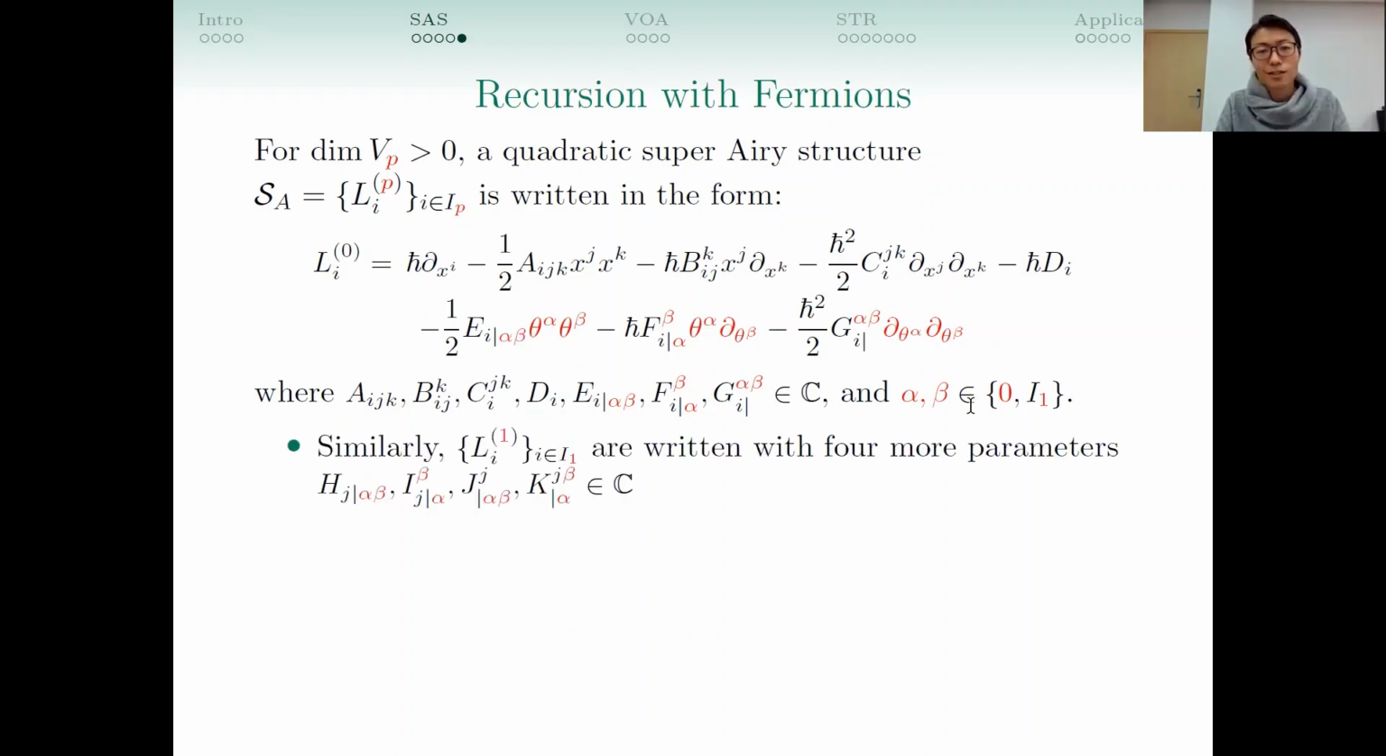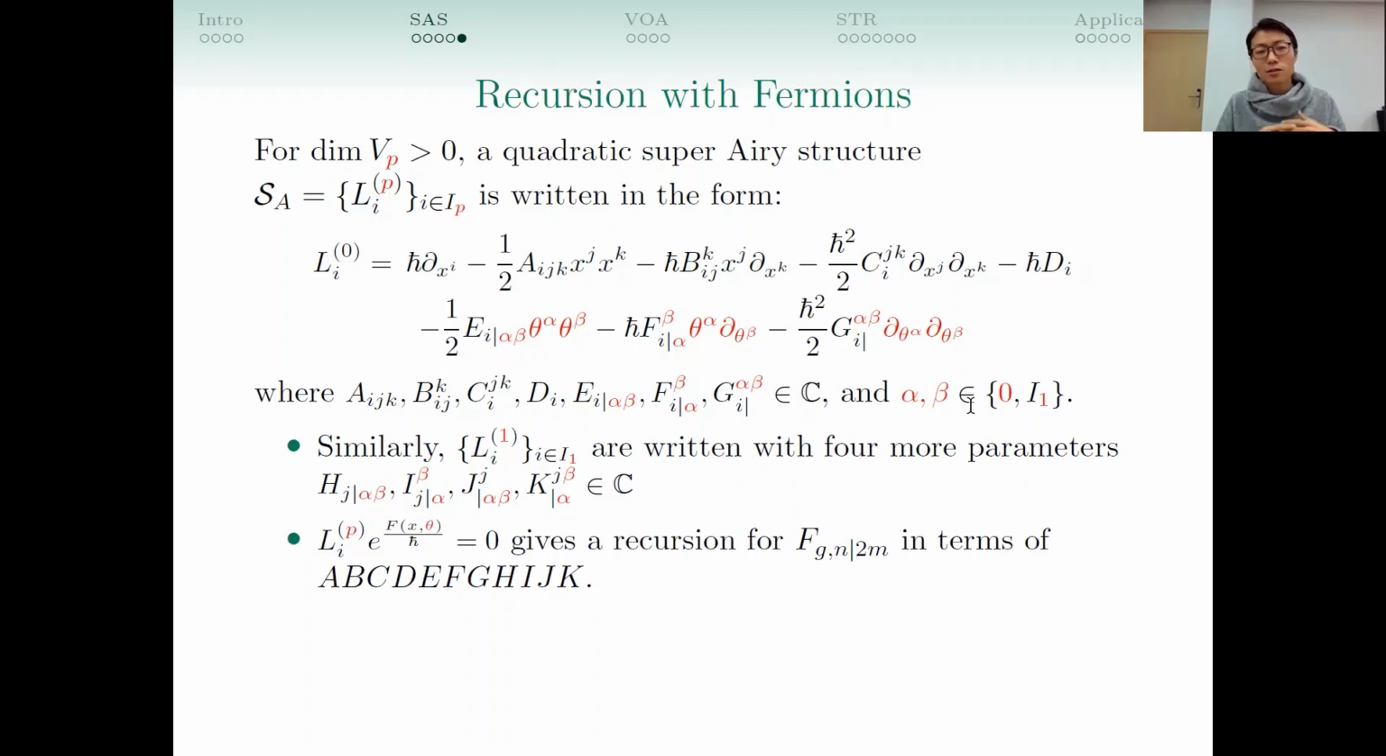And similarly, you now have to prepare fermionic differential operators. And you can easily count that there will be 4 more parameters, let's say H, I, J, and K. So now, if you compute these differential equations and look at coefficients order by order in H bar and X and thetas, you find a recursion, but the recursion is not just controlled by A, B, C, D, but it's controlled by A, B, C, D, E, F, G, I, J, and K. The 11 parameters, and this is a lot.